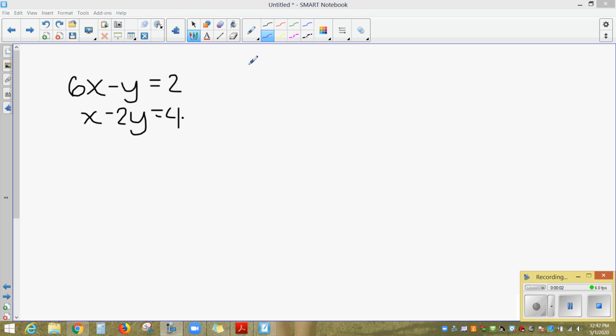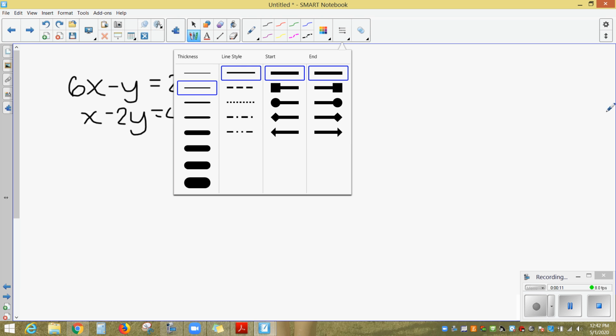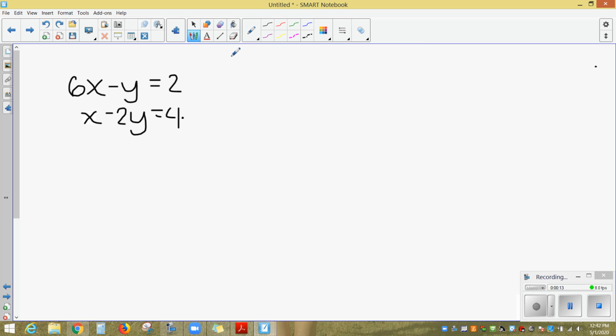Let's work through a couple examples now from start to finish using Gaussian elimination to solve our system of equations. Okay, we can start by writing the augmented matrix: 6x minus y equals 2 as one row, and x minus 2y equals 4 in the other.